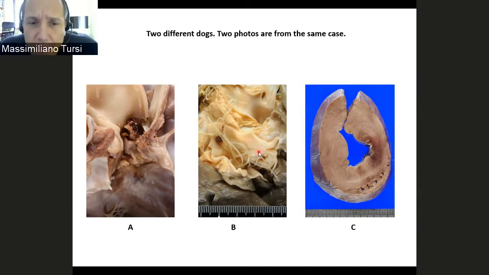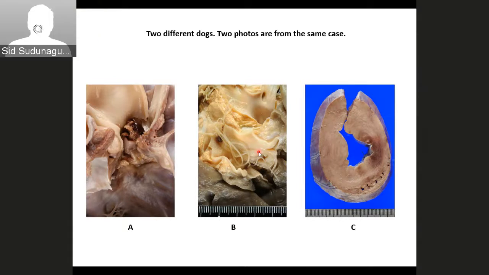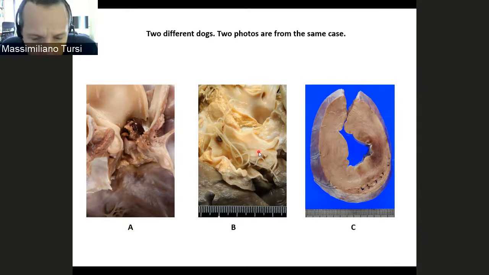We have two different dogs. Of course, 3 pictures, but 2 pictures are from the same case. And so between the 2 pictures, there is a link.